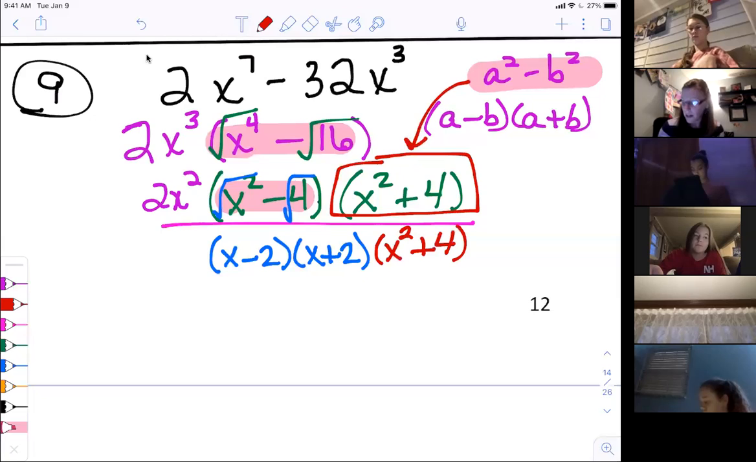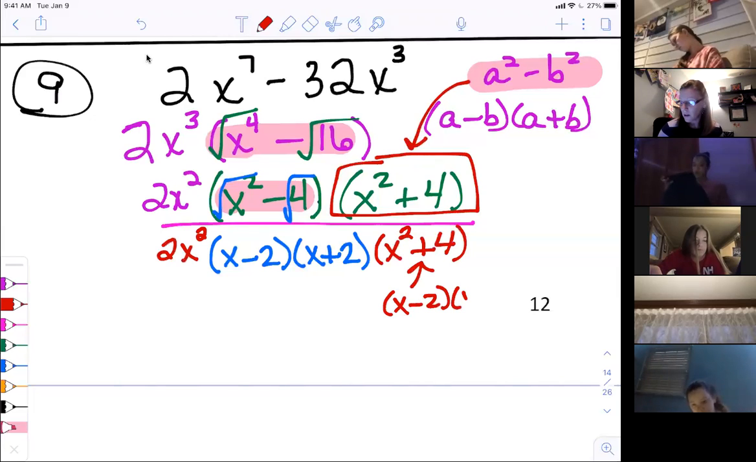So it must be a difference of two squares. It cannot be a sum of two squares. So make sure you're looking for that. There is no way to factor this. It is not factorable because it is prime. So I cannot factor it as x minus 2 times x plus 2 because that gives me x squared minus 4, which is not the same.